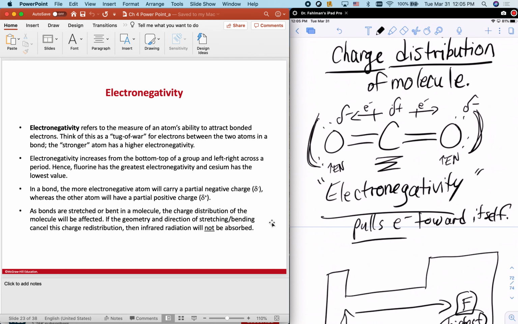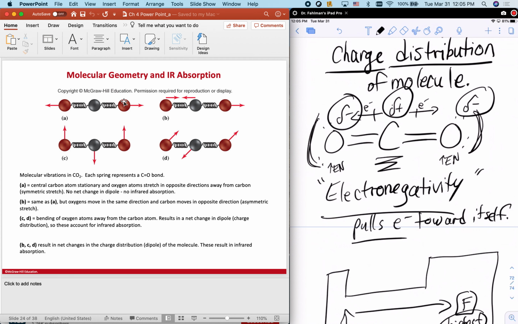Okay, and so when you are absorbing infrared radiation, only the vibrations or bending that will change these charge distributions will correspond to absorption of that infrared radiation. Okay, and so if you consider CO2, there are different ways that this molecule can stretch. Okay, so A and B correspond to stretching frequencies.